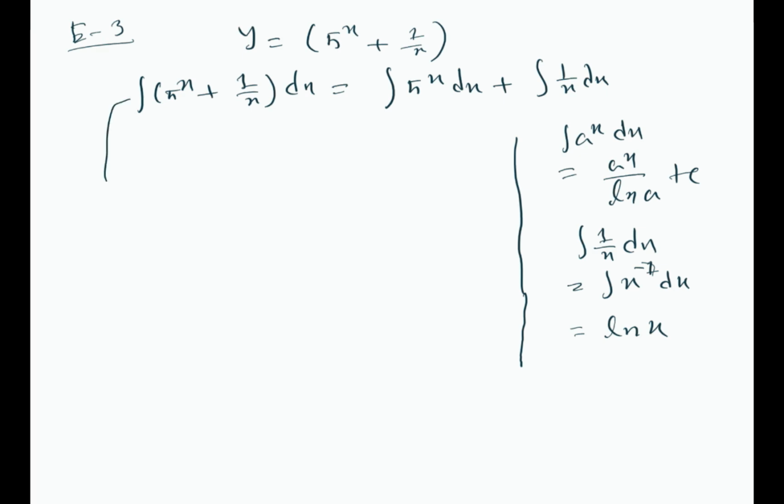So we can rewrite it again. Okay, so according to this formula we can apply it here, right? So we can write 5 to the power x over ln of 5, because our a is 5, right? And now we don't need to put this c, we'll put it at the end. So plus, and the integral of 1 over x is equal to ln of x. So now it is time to put c. So I told you, for any kind of integration, just put c at the end.